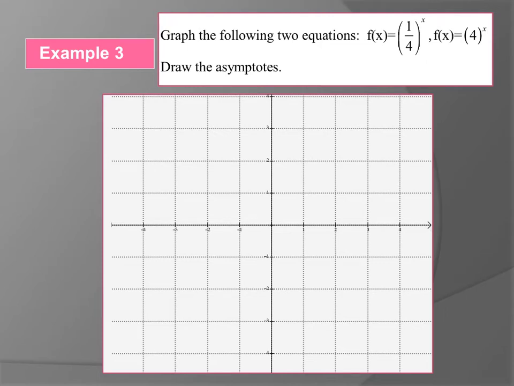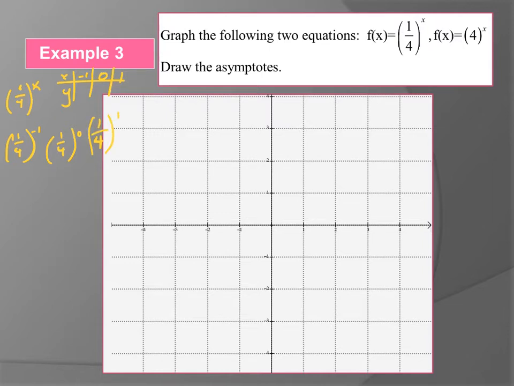All right, so this is where we left off. It said graph the following two equations, f of x equals 1/4 to the x and f of x equals 4 to the x, and draw the asymptotes. So we start with just doing our t-chart. For 1/4 to the x, I'm going to plug in the same points we did the other day, -1, 0, and 1. So I get 1/4 to the -1, 1/4 to the 0, and 1/4 to the first.